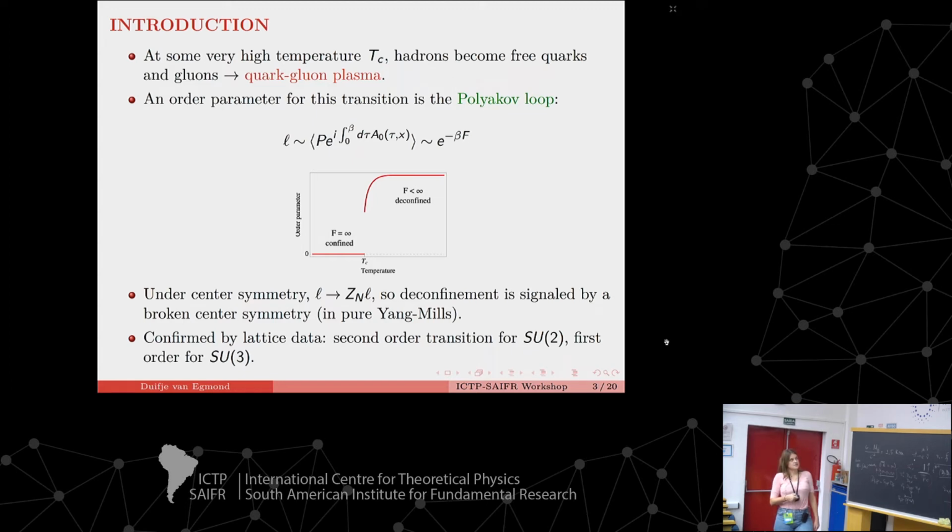Now, the symmetry that is connected to this transition is the center symmetry, because under center symmetry, the Polyakov loop goes to Z_N times itself, where Z_N is a center element of the SU(N) group. And this means that indeed the only way in which this symmetry can be maintained is if L is 0, and we see that deconfinement is indeed signaled by a broken center symmetry in pure Yang-Mills theories. Now, these observations were confirmed by lattice data, where they saw a second-order transition for the SU(2) theories and a first-order transition for SU(3) theories.